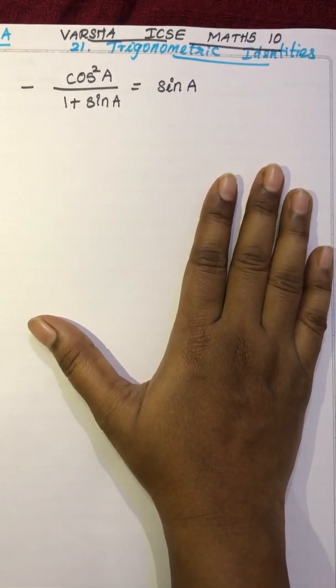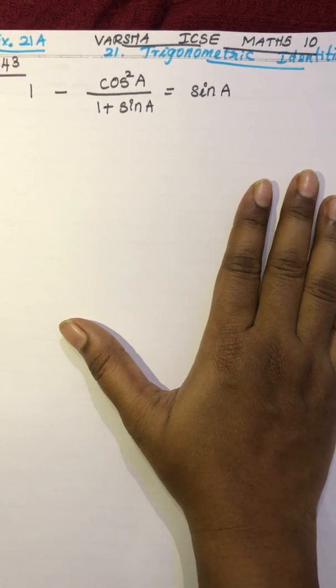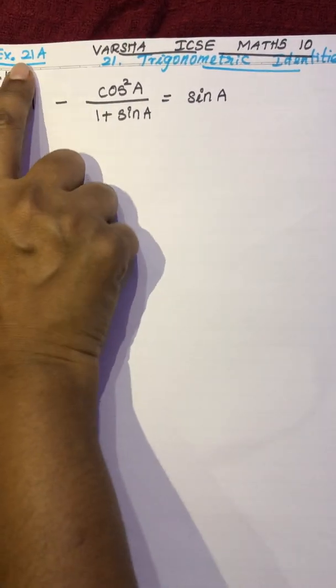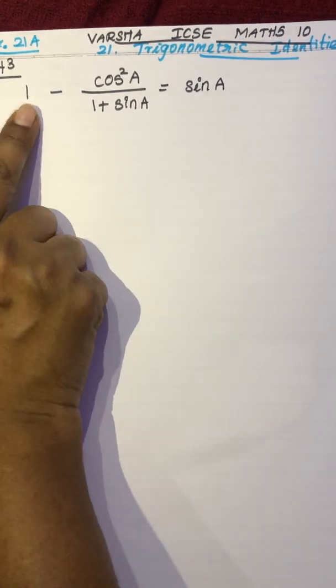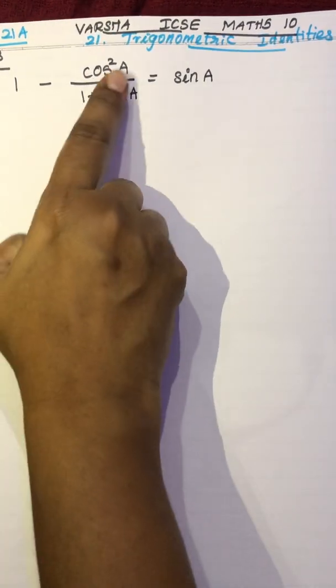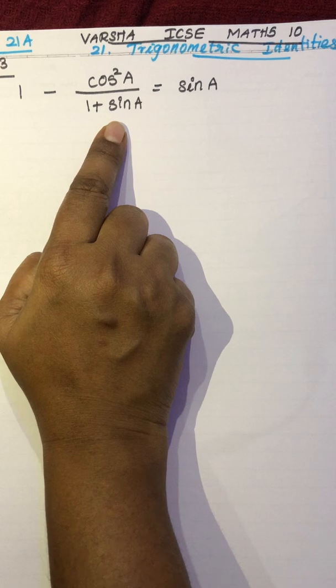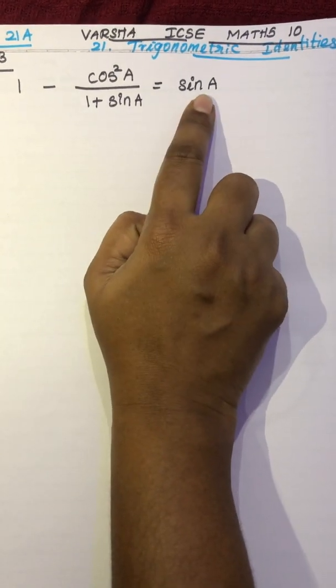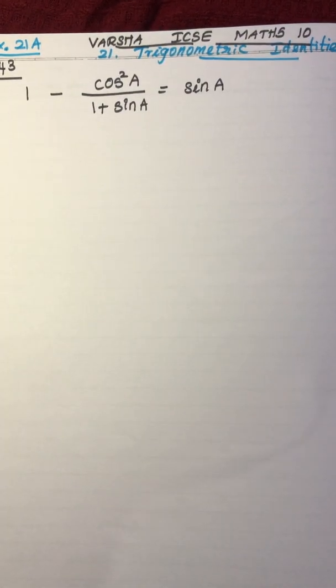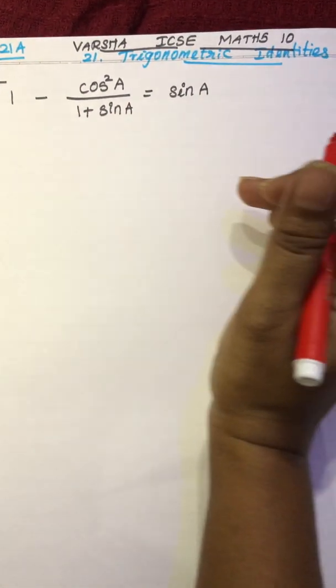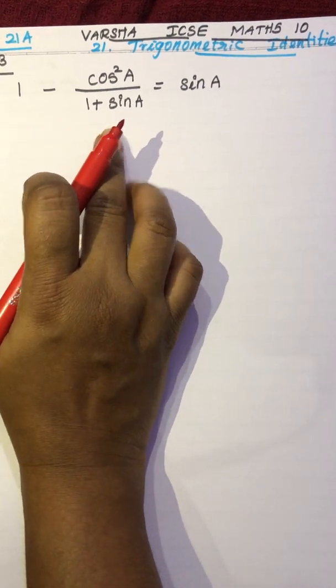So this is the 21st lesson, trigonometric identities, from the Concise book. This is exercise 21A and question number 43: (1 minus cos square A) by (1 plus sin A) equals sin A. Usually we should take the LHS and derive it into the RHS, so that is what we are going to do in this sum also.